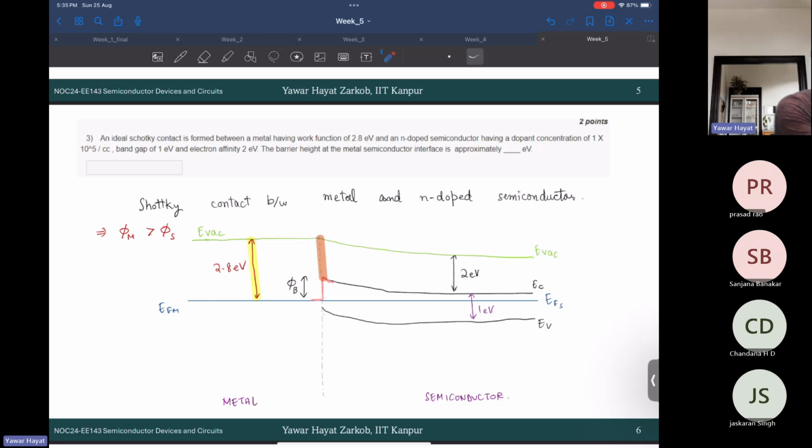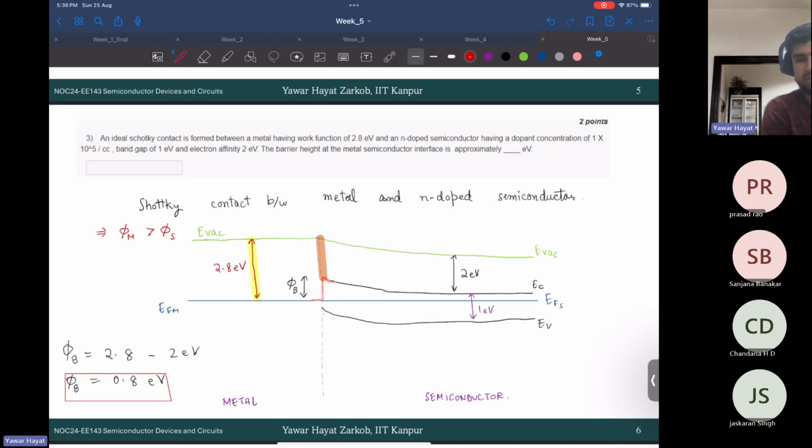0.8. Yes, this is 0.8. Thank you. So this would be 5B and our 5B would be 2.8 minus 2 electron volt. That is equal to 0.8 electron volt. So this is what we were required to compute.